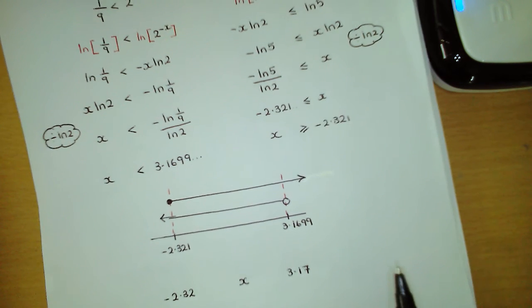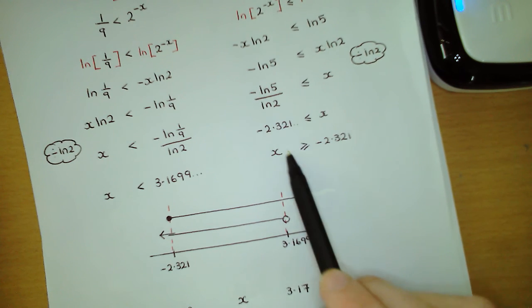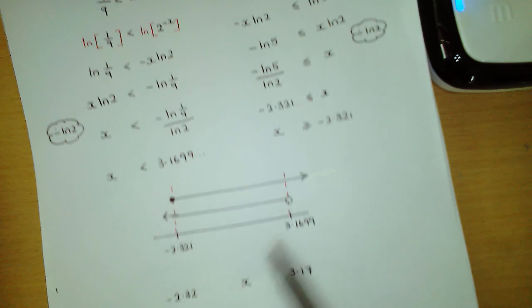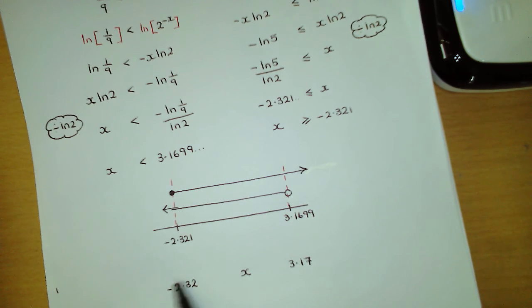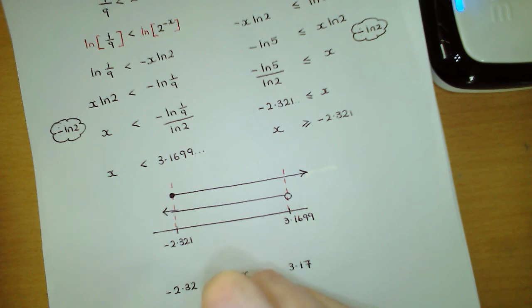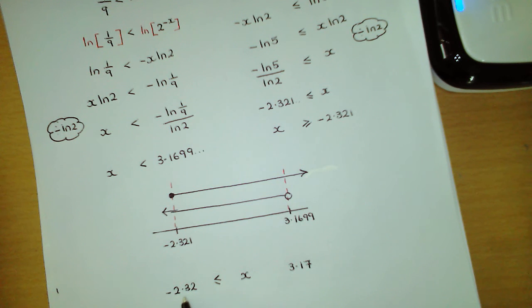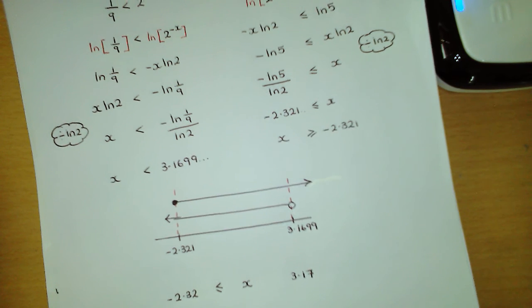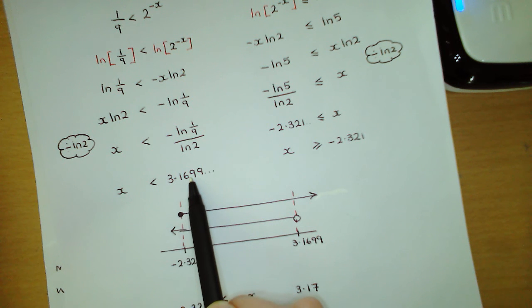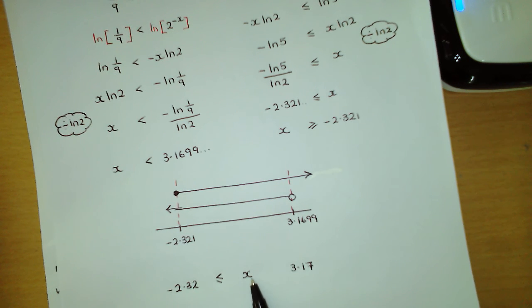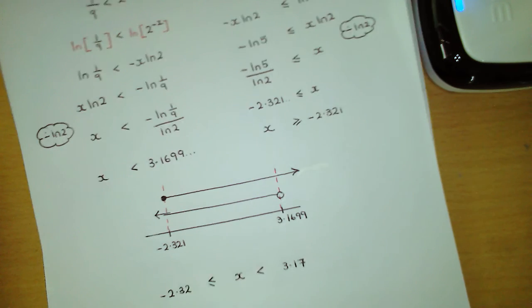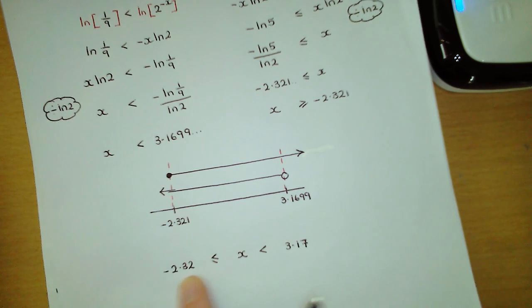So go back to the solution here. We're told that x is bigger than or equal to minus 2.321. If x is bigger than or equal to it, then minus 2.321 must be less than or equal to x. And then if we look at the solution for the other separate inequality, x is less than 3.1699. So the relationship between x and 3.17 is x is just less than it. And what we have here is our final answer.